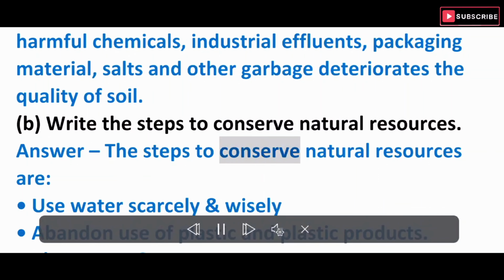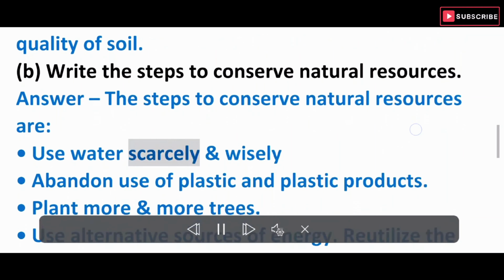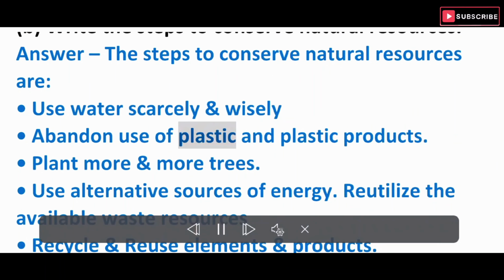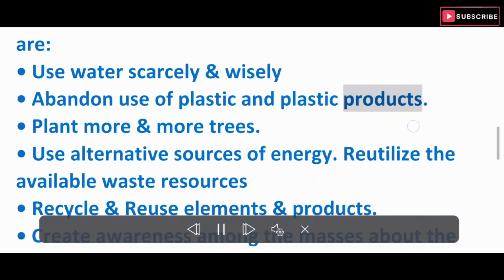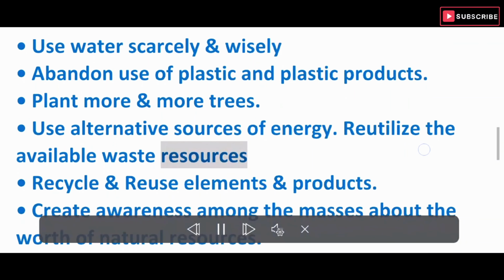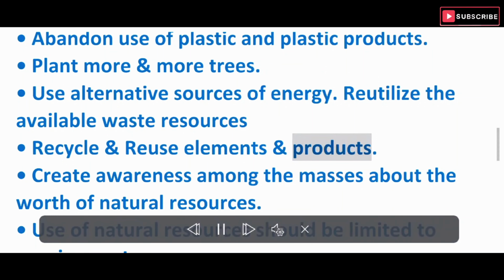The steps to conserve natural resources are: use water scarcely and wisely. Abandon use of plastic and plastic products. Plant more and more trees. Use alternative sources of energy. Reutilize the available waste resources. Recycle and reuse elements and products.